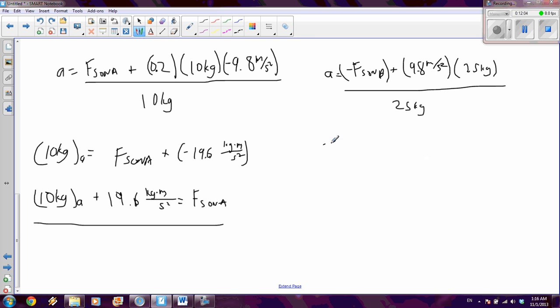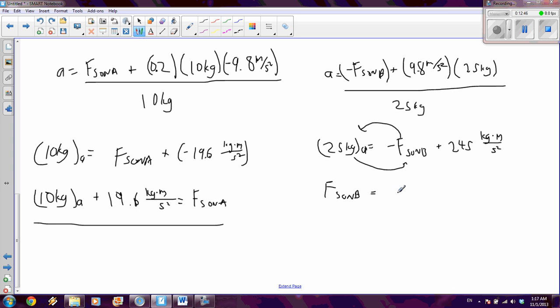which is 25 kilograms. Okay, multiply both sides by 25 kilograms. You have 25 kilograms times our acceleration is equal to the negative force string on B plus, and this is 245 kilograms times meters per second squared. Move this over to this side, add both sides by a positive, subtract both sides by a negative. You get force string on B is equal to a negative 25 kilograms times our acceleration plus 245 kilograms times meters per second squared.